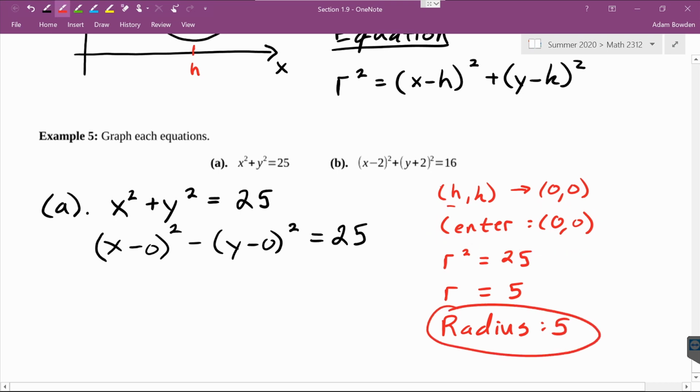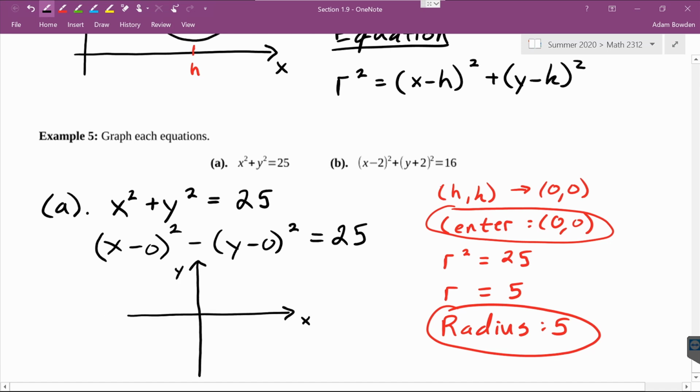So now we know the center is 0, 0, and radius is 5. What we can do is draw a picture of this in our xy plane. Now the center 0, 0 is right here where the x and y axis meet each other, otherwise known as the origin. And then from there we can go out radius of 5. And then just kind of draw the circle best we can with that particular radius.